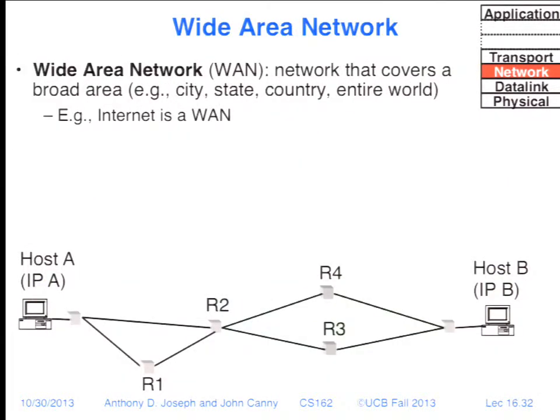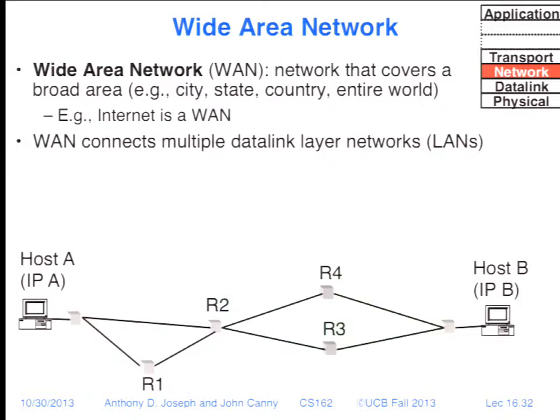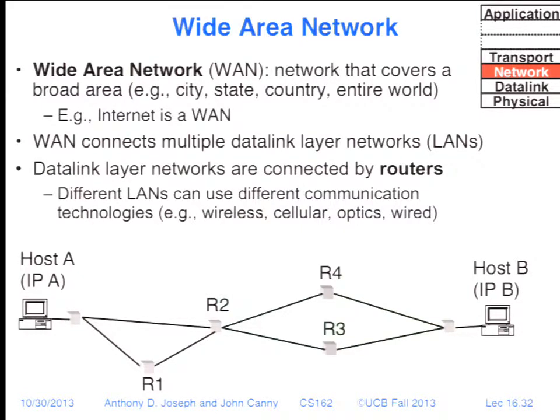A wide area network is really a network of networks. It's a set of different networks glued together by routers that cover a large area, these days the entire planet. The internet itself is a single wide area network. It includes multiple LANs and provides access from millions, actually billions, of hosts now, because there are billions of cell phones that have access. The hosts are connected by routers, which use different technologies to communicate.